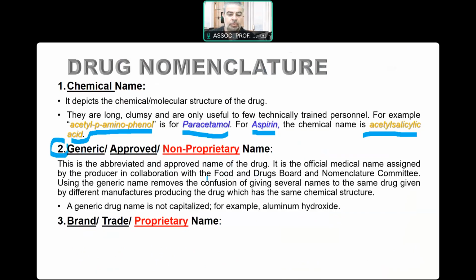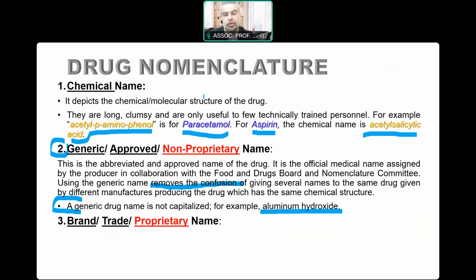This name is accepted universally to remove the confusion about drugs with names similar or close to each other. And in the generic name, we don't need to capitalize. So if the name of the drug comes in the middle of the sentence, like aluminum hydroxide, we start with a small a.